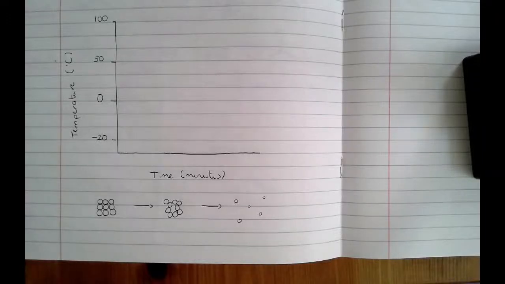So this is the second video of CC1. It's a paper 1 topic on states of matter, and this video will focus on heating and cooling curves and also predicting the state of a substance when you're given melting and boiling point data.